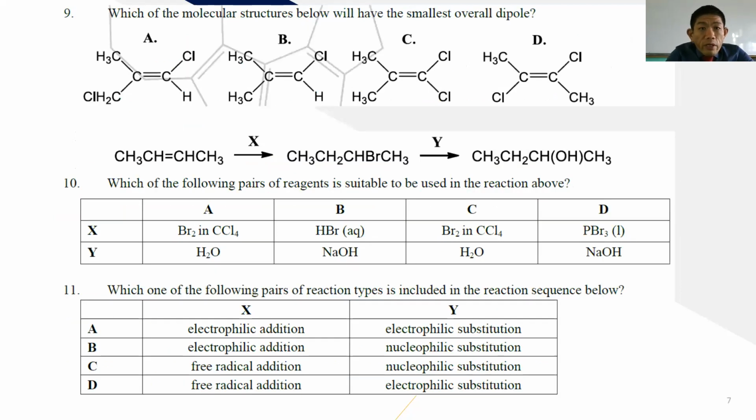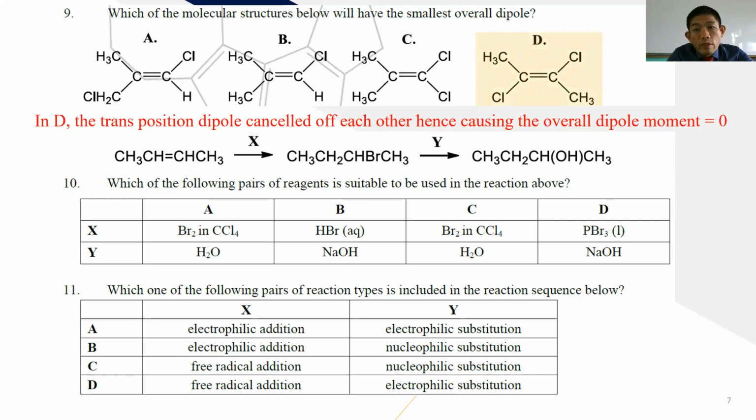Whereas number 9, which of the molecule structure below has the smallest overall dipole? So in here, you must have a condition where the chlorine dipole forces can cancel off each other, the polar bonding can cancel off each other. So in here, it seems that the best structure which can cancel off the dipole among each other is D. Okay, so that is why it has the smallest overall dipole moment.